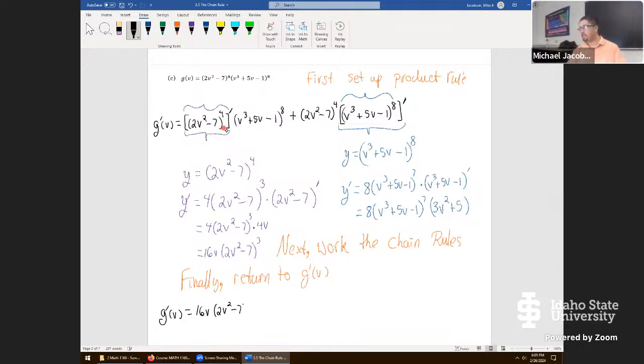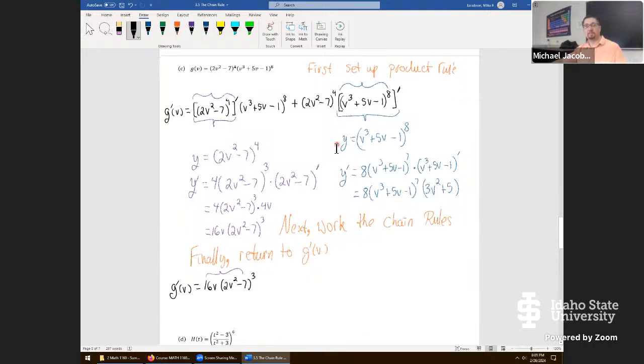2V squared minus 7 to the 3rd power. Put a little bracket on that to show we made a substitution there. Then the rest of this copying, let me zoom out a touch. That's going to be more helpful than scrolling, I think, at this point. It's V cubed plus 5V minus 1 to the 8th power.